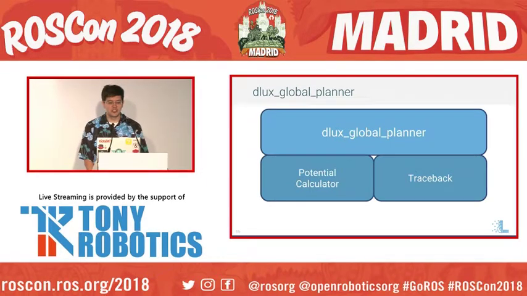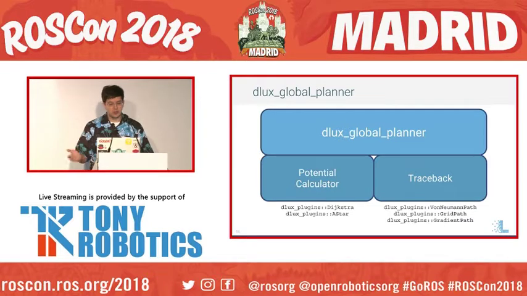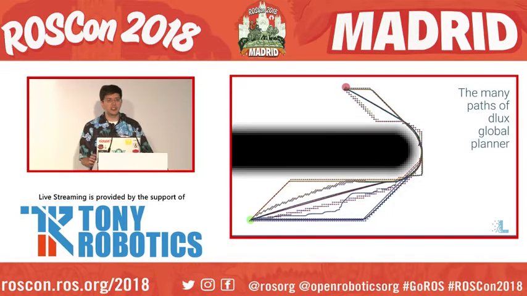That name was suggested by one of my colleagues at Locus Robotics. The two major plugins we have are the potential calculator, which is where you put in your graph theory algorithm of choice. The ones we have right now are Dijkstra and A*. And then you have the traceback that generates the actual path from the grid, and there's a number of different ones that either adhere to the grid or have a nice gradient. Here are some examples of what those paths could look like.